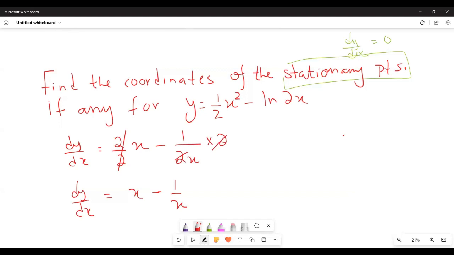Now let's equate it to 0 and solve this and get a value of x, and put it back in the original equation and get the corresponding value of y. That would be the coordinates of the stationary point.